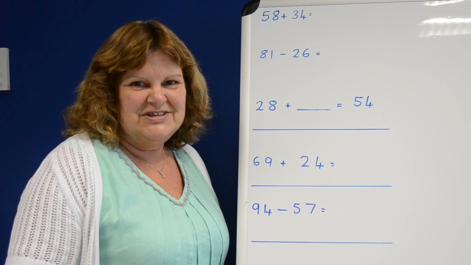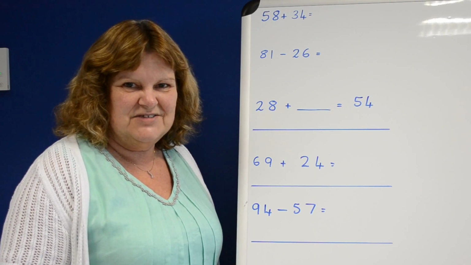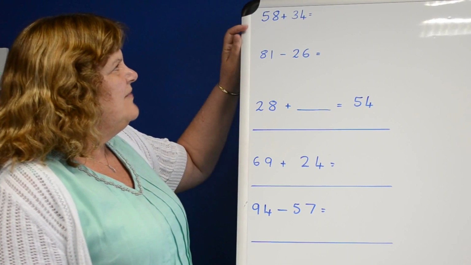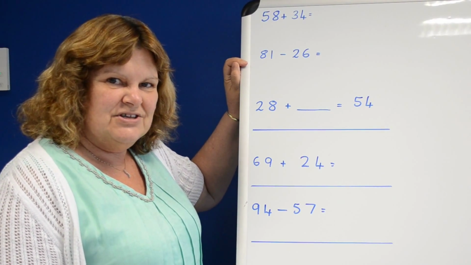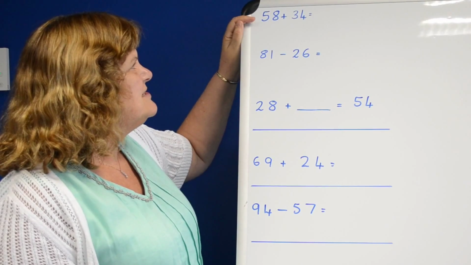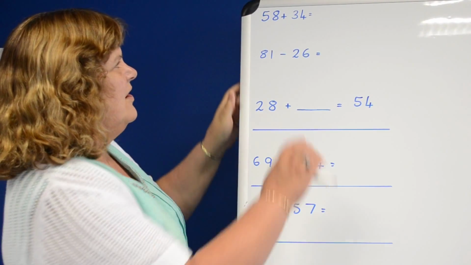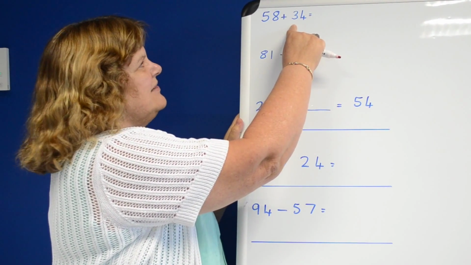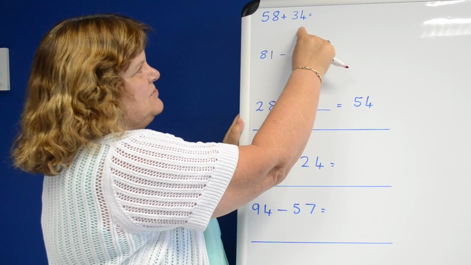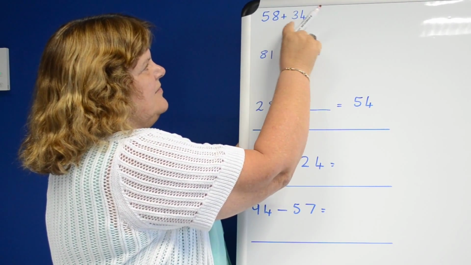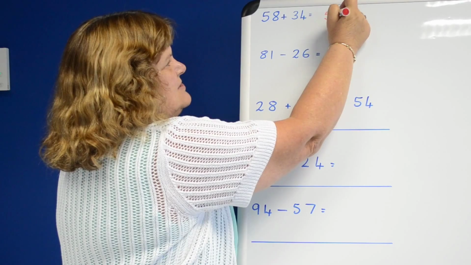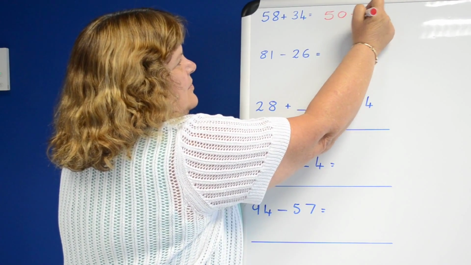We're going to learn the strategies for addition and subtraction in stage 5. Place value partitioning is a good strategy to use for both adding and subtracting. For addition, I'm going to add my tens numbers together. So I've got 58 plus 34. 5 and 3 is 50 plus 30, which makes 80.